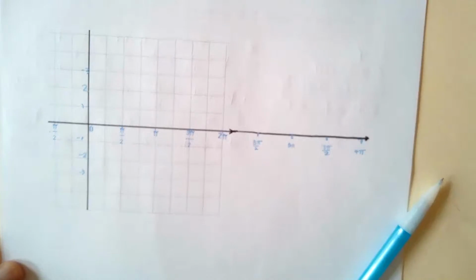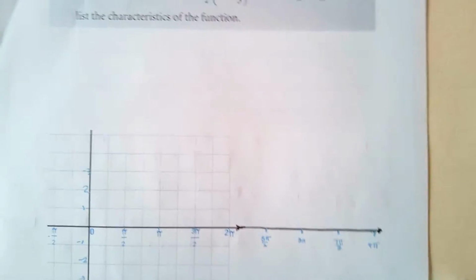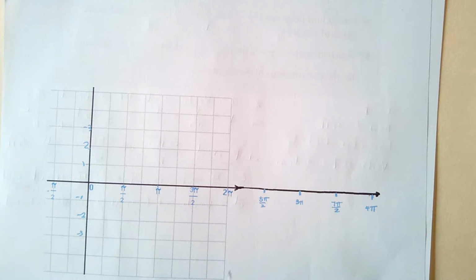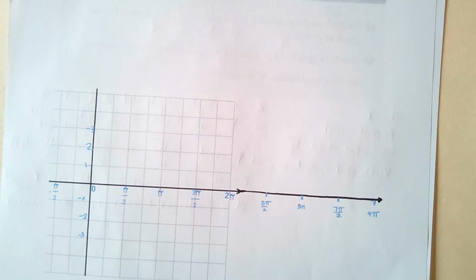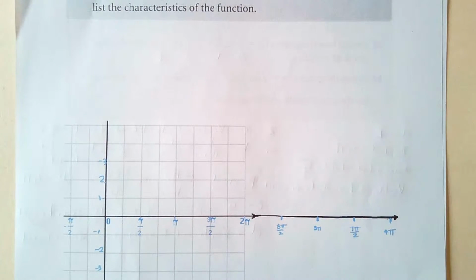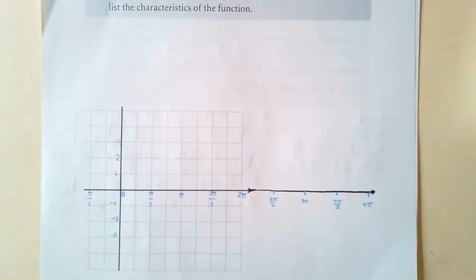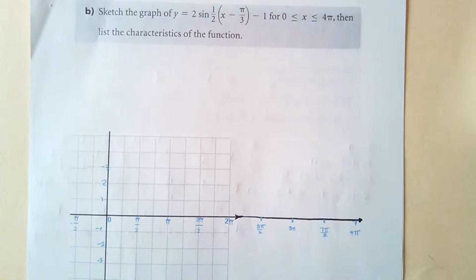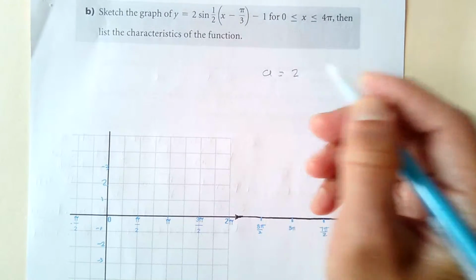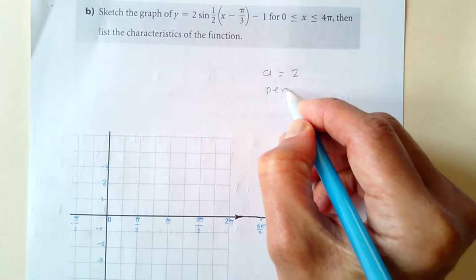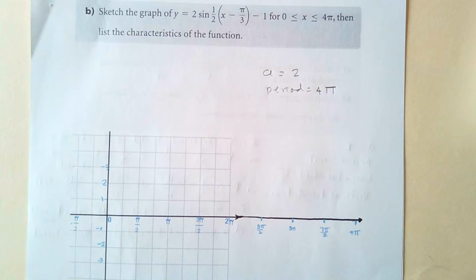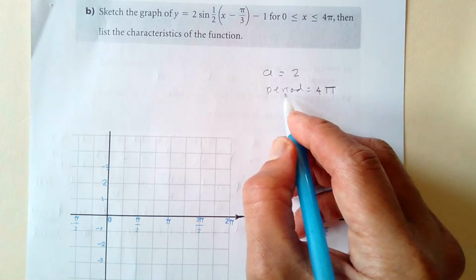Okay, let's move a little bit here so we can see better. First, I'll look at my characteristics. Let's go up a little bit so you can see the page. First of all, remember we have our amplitude is equal to 2, and the period is equal to 4 pi. Next, we have our horizontal shift.